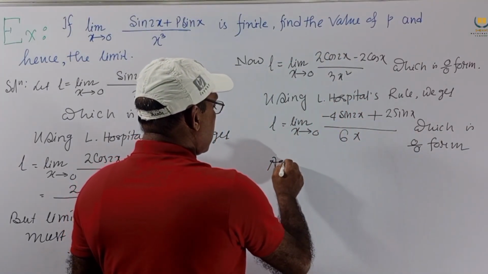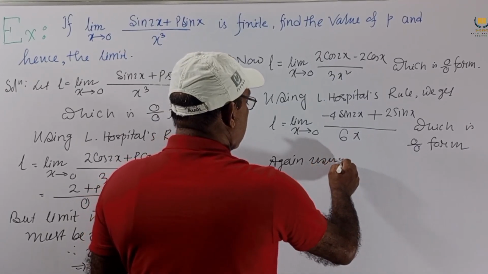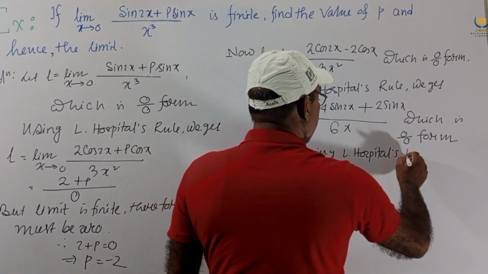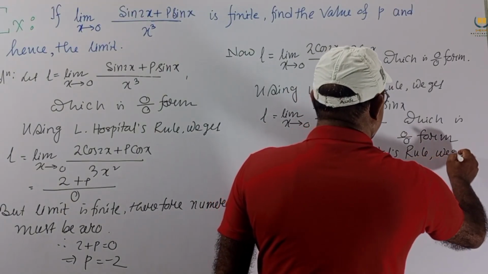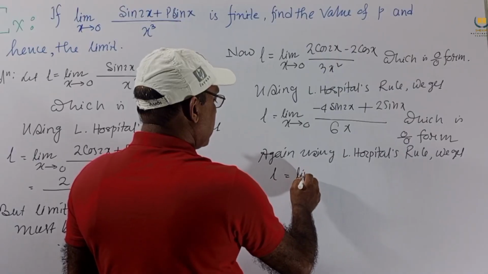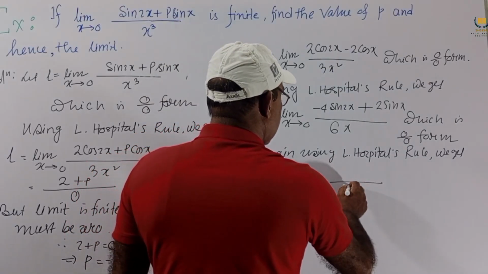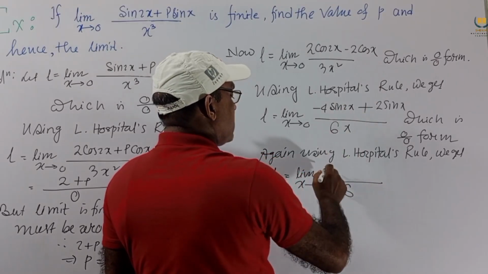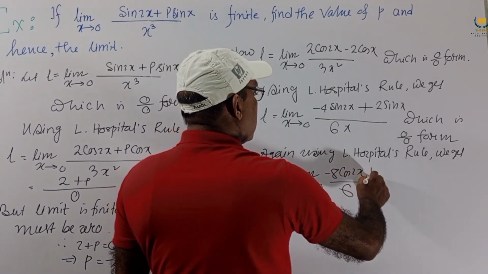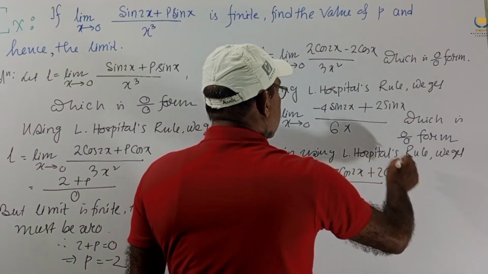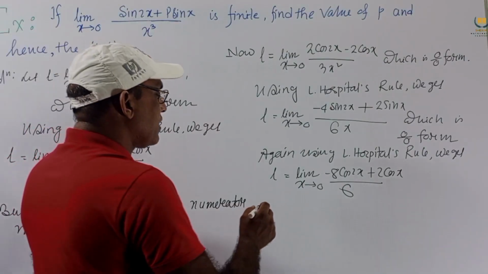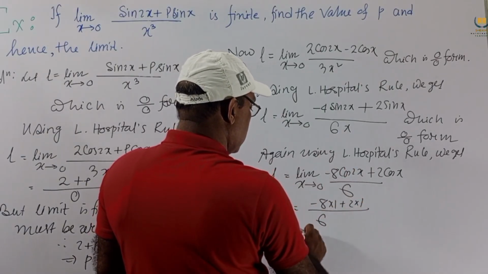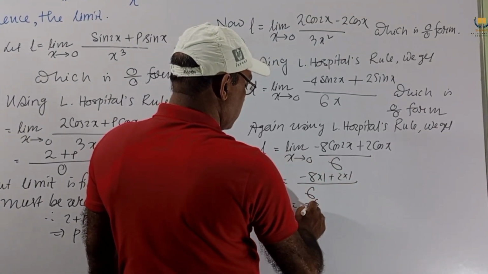Again, using L'Hospital's rule, we get L equal to limit x tends to 0. The derivative of 6x is 6, and the derivative of sin is cos, so the numerator is minus 8 cos 2x plus 2 cos x. Putting the limit, the denominator is 6, cos 0 is 1, so minus 8 plus 2 is minus 6, divided by 6.